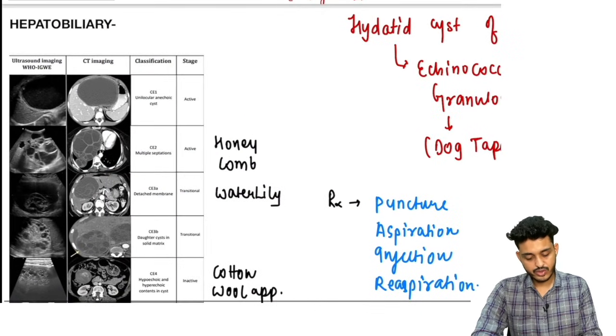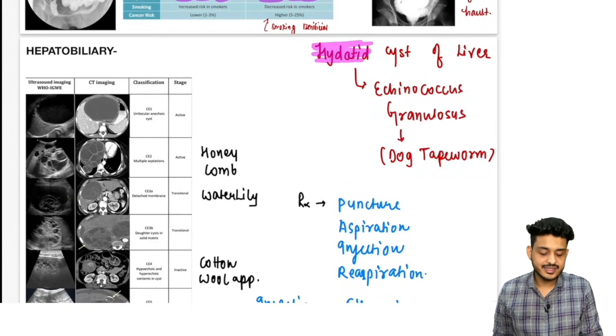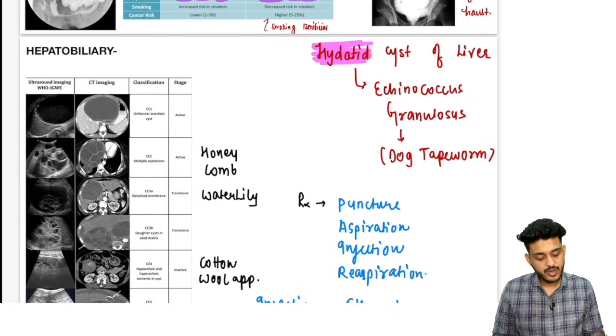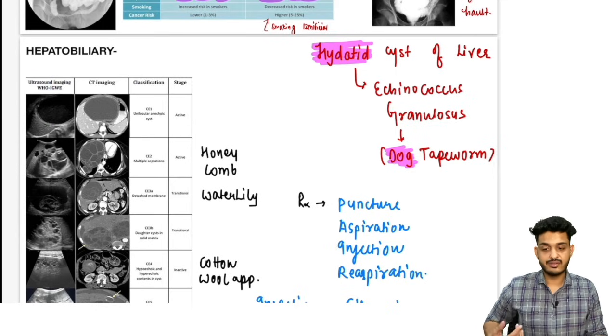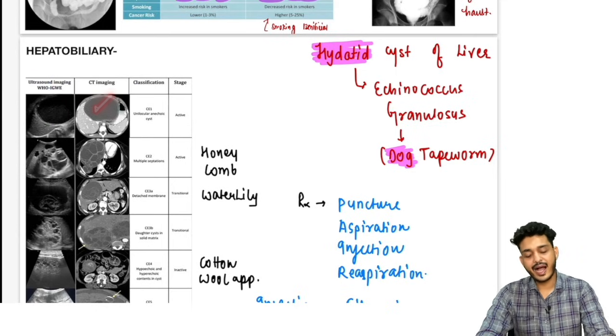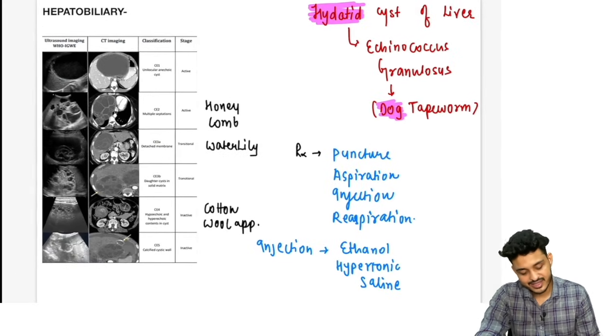In the hepatobiliary system, the most important thing you are going to learn is the hydatid cyst, which is because of a dog tapeworm, also known as Echinococcus granulosus. When it invades your liver, it is going to cause this hydatid cyst, right?